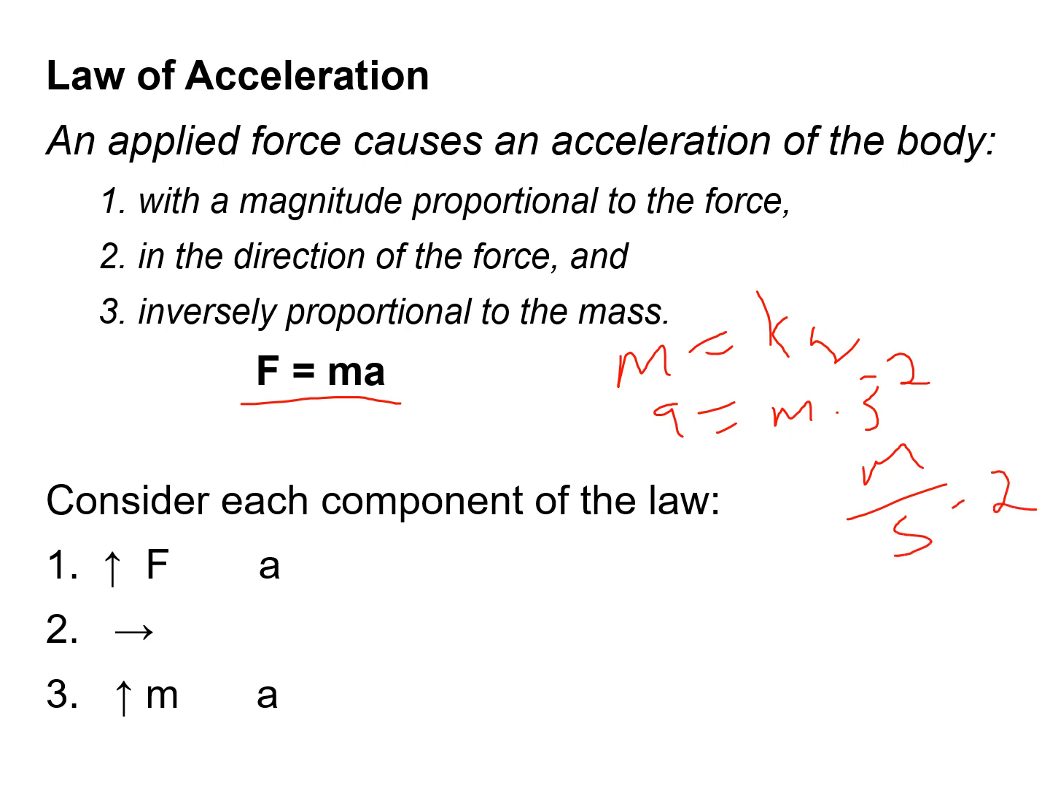So let's look at each component of this law. We can increase force and acceleration, we can keep force and acceleration the same, or we can increase mass and decrease acceleration. Usually, if we increase force and increase acceleration, we're going to increase velocity. If we keep both of these exactly the same, there'll be no change in velocity. And if we increase mass and decrease acceleration, we're most likely to see a decrease in velocity. Okay? I hope that makes sense.